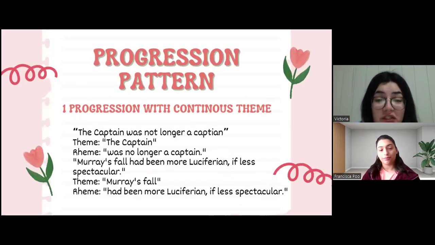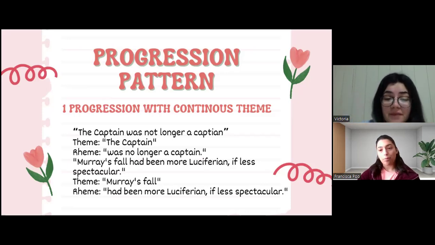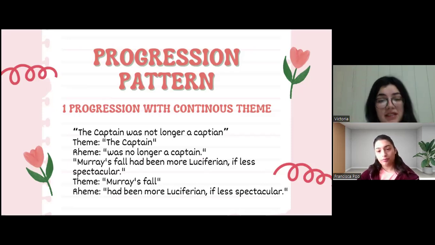Then we have the progression pattern. First we have the progression with a continuous theme, because it continuously talks about the characters' lives and the impact of the events of their lives. So we have the example here. We have the theme, which tells us about the person and their action, and then we have the rheme, which complements this theme and gives us more information.